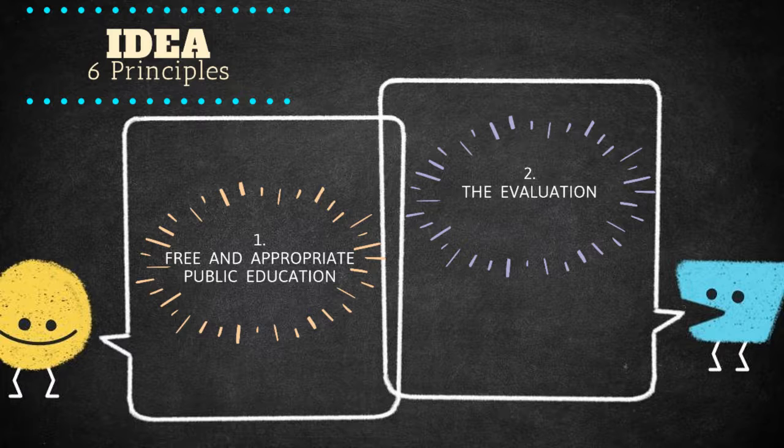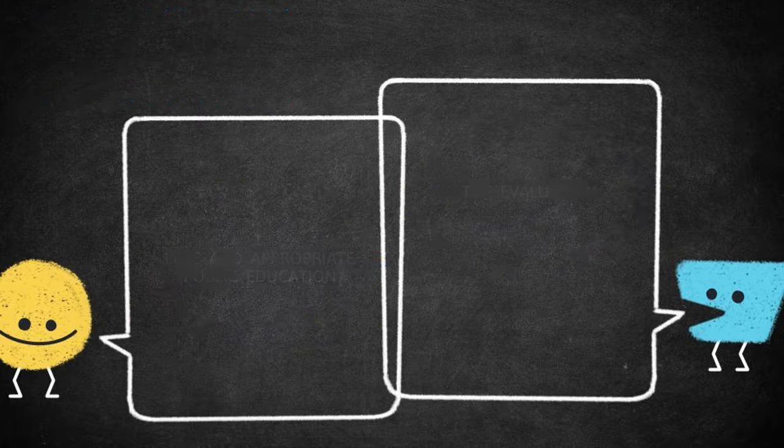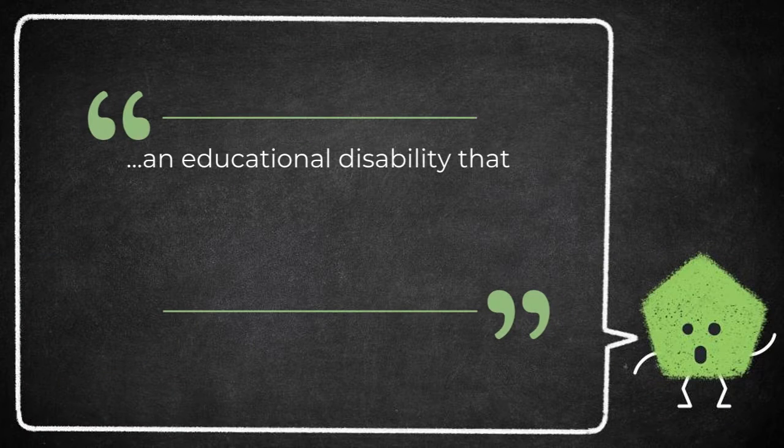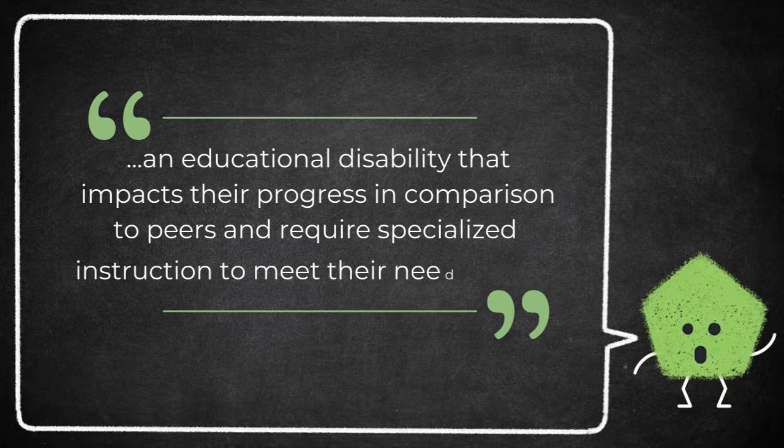IDEA requires that a student must receive an evaluation before providing special education services to determine first whether the student qualifies as a child with a disability according to the IDEA definitions, and two, to determine the educational needs of the student. The evaluation must include consideration for all of the areas in which a disability is suspected. You may be wondering how evaluations are used to determine if there is a disability, which qualifies under IDEA.